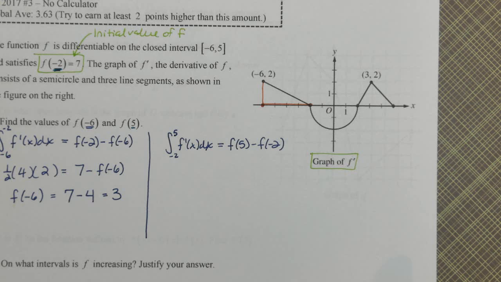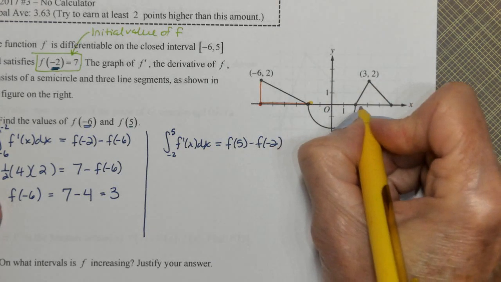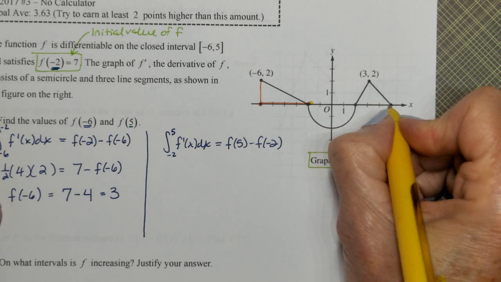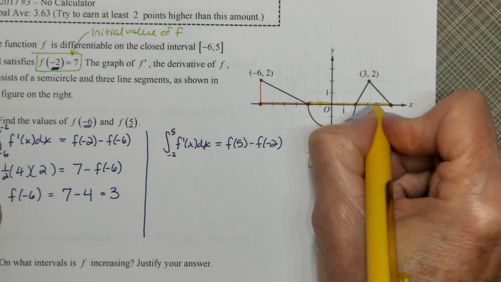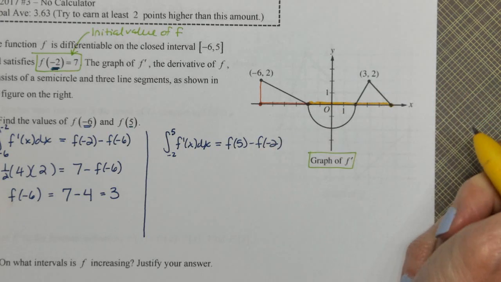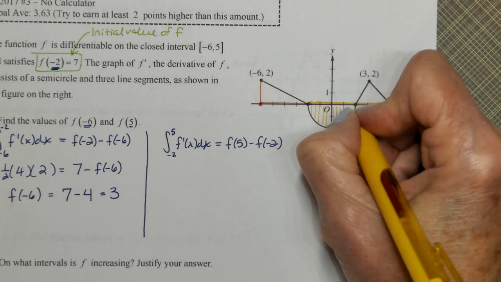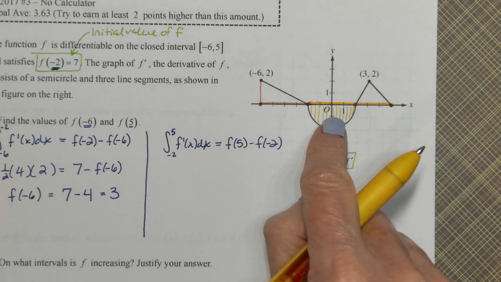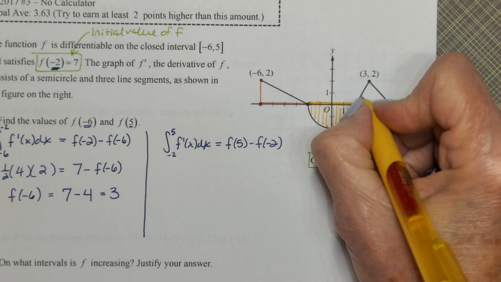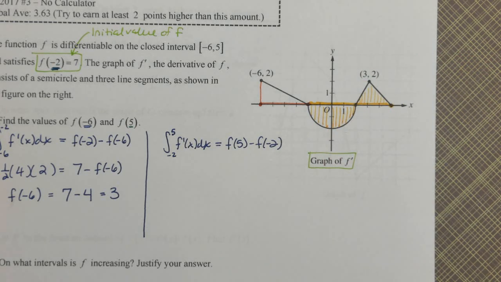So from -2 to 5, I'm going to get another color here, -2 to 5, 1, 2, 3, 4, 5. I need the signed areas between the x-axis and the curve for this. So we're going to need this area. For the integral part of that, it's going to be negative because that area is below the x-axis. And then we're going to add this area, and that's going to be a positive because it's above the x-axis.